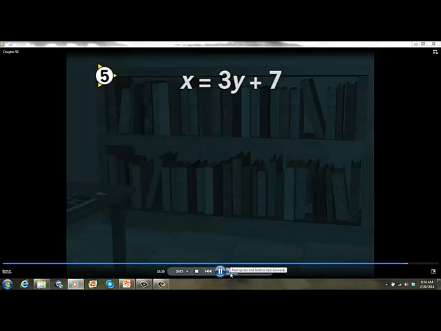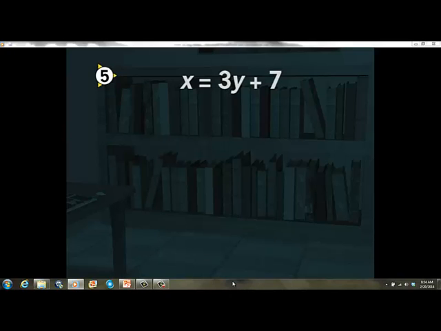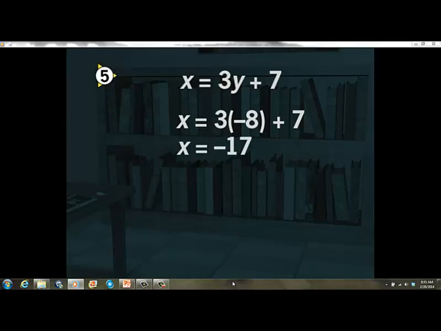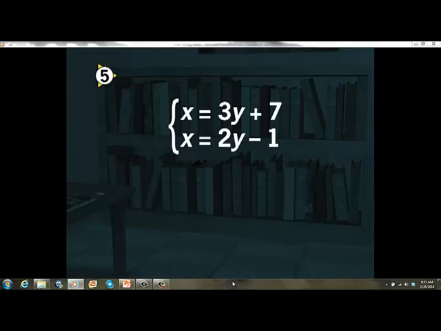Substitute negative 8 into one of the original equations to find the value of x. In the first equation, x equals 3 times negative 8 plus 7. X equals negative 17. The solution to the system of linear equations is the ordered pair negative 17, negative 8.